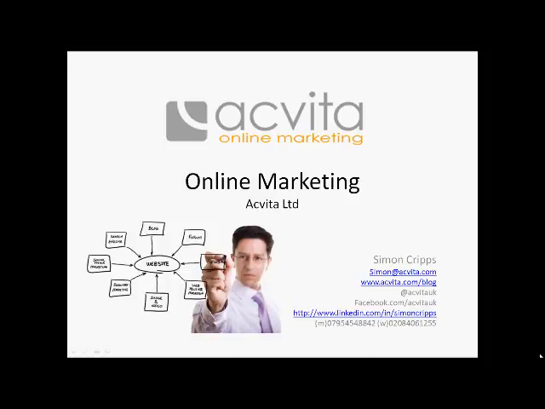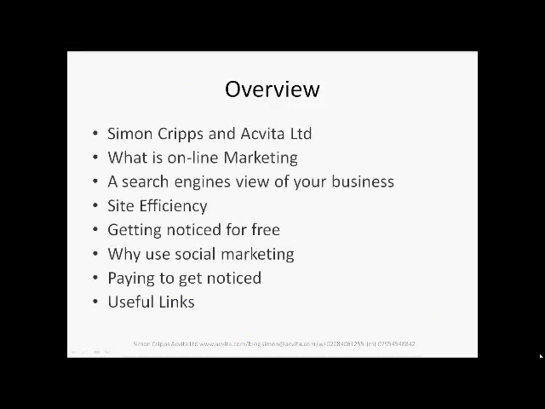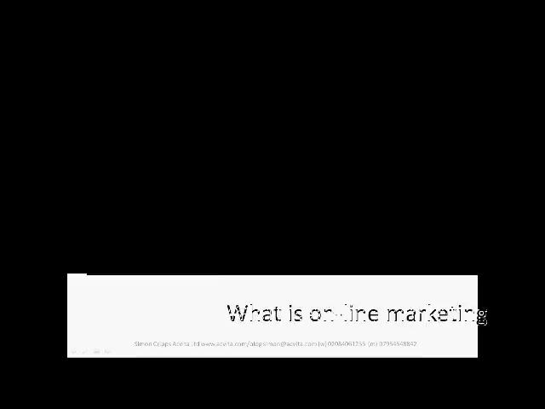We'll just move on. What we're going to do is go through an overview of online marketing: just what is online marketing, a search engine's view of your business, how to make your site more efficient to those search engines, methods of getting noticed for free, and why you use social marketing, and if that doesn't work, how to pay to get noticed. We'll finish off with a few useful links that you can use to help your business.